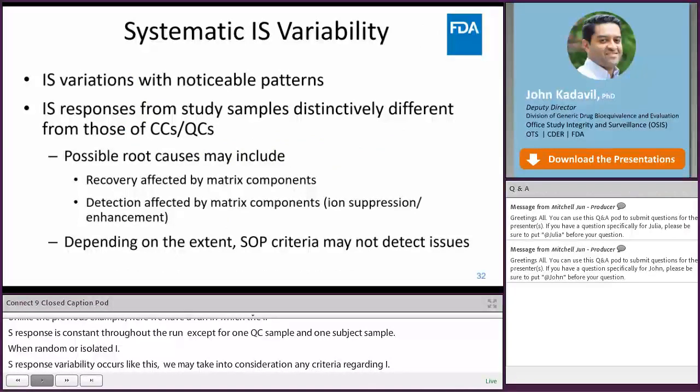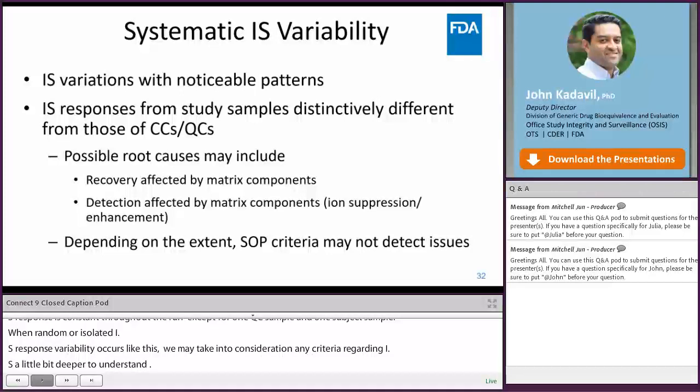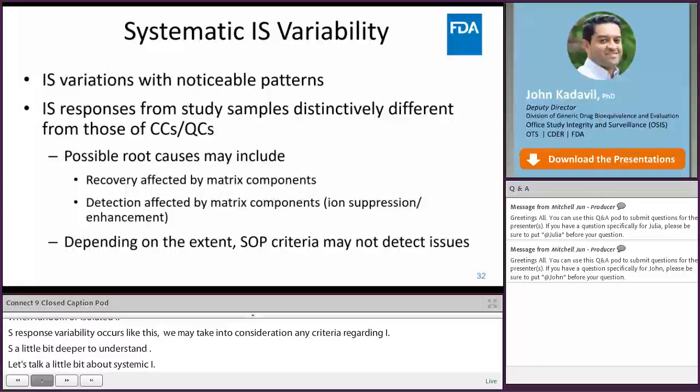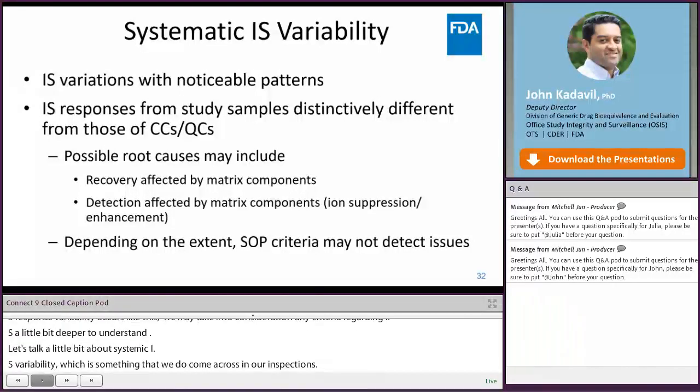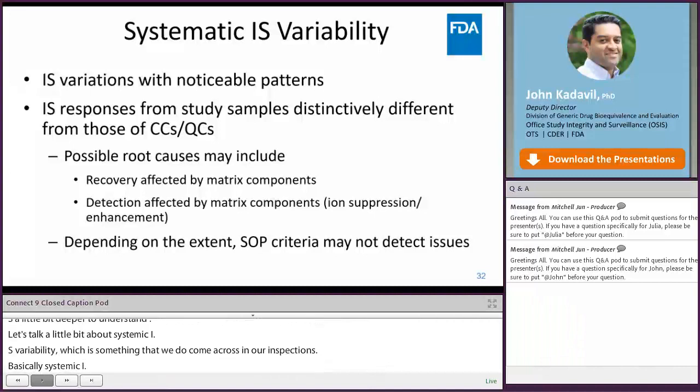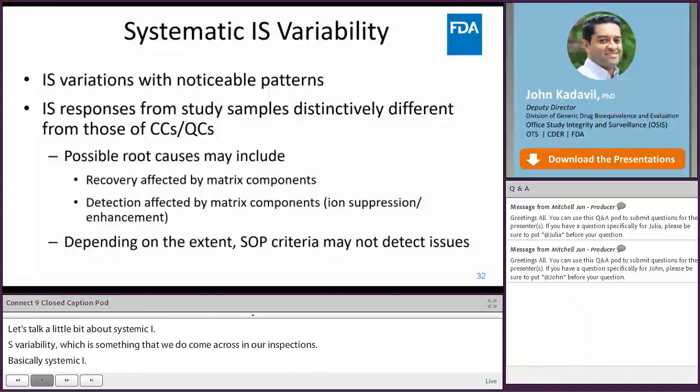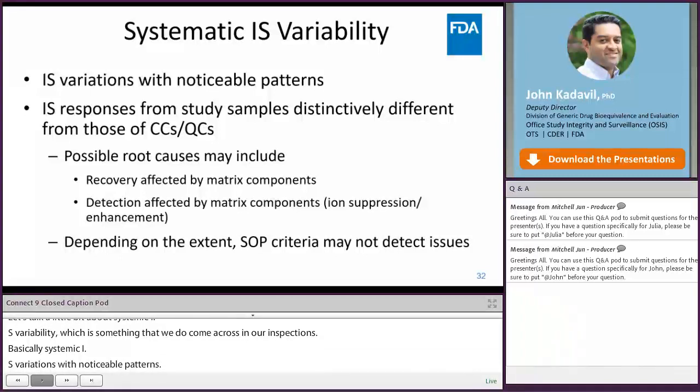Okay, let's talk a little bit about systemic IS variability, which is something that we do come across in our inspections. Basically, systemic IS variability are IS variations with noticeable patterns. Now, if we find systemic IS variability where the IS responses in study samples are distinctively different compared to those in calibrators and QCs, we have to think about possible root causes, such as analyte recovery being affected by matrix components, or analyte detection being affected by matrix components, that being ion suppression or enhancement.